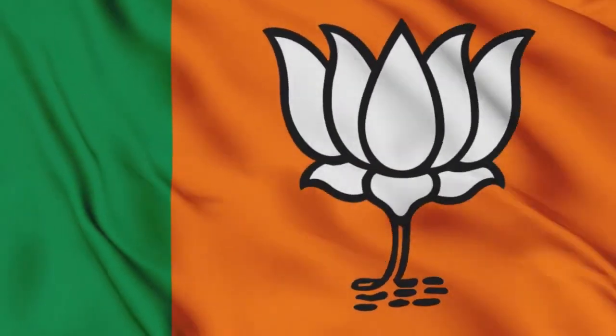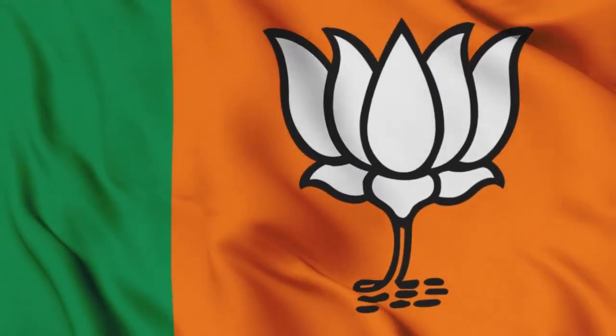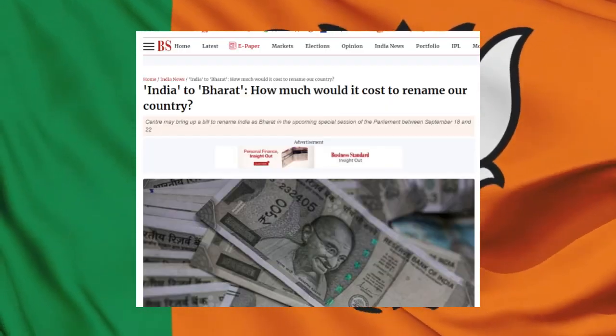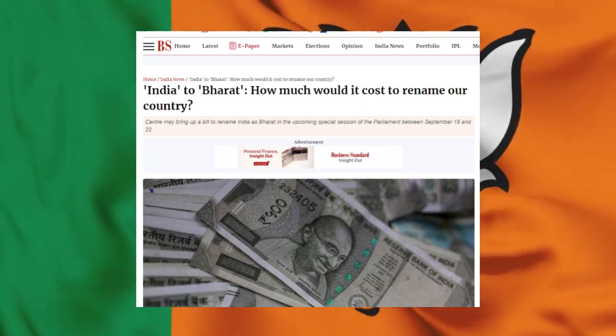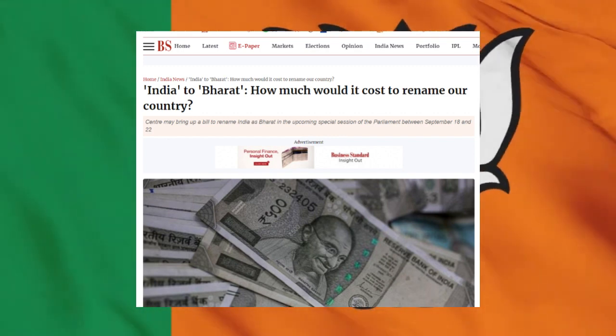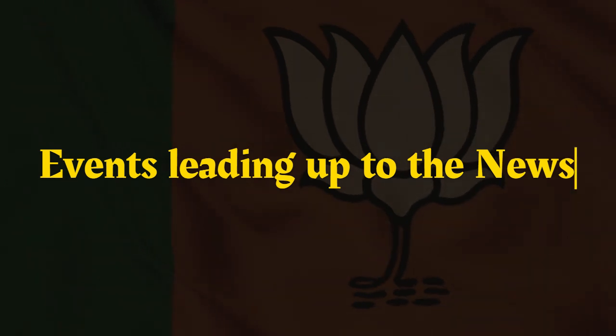The BJP had for the longest time placed the demand to address the country as Bharat. Later in September 2023, news emerged again that the BJP-led Centre was going to introduce a bill in a parliamentary session to change the name from India to Bharat. This is not a standalone incident. It is influenced by several events.